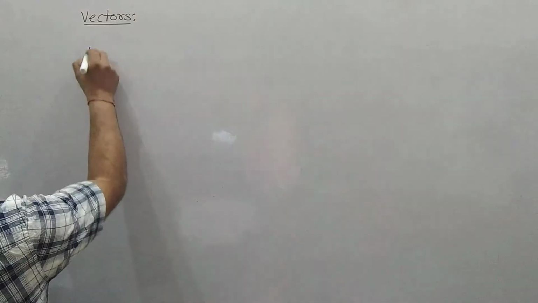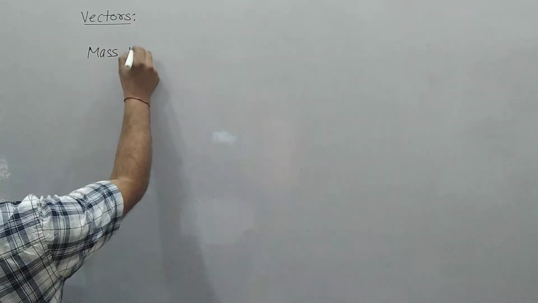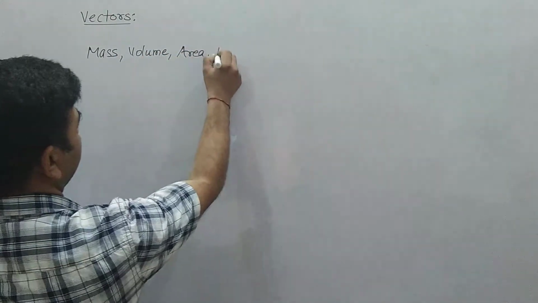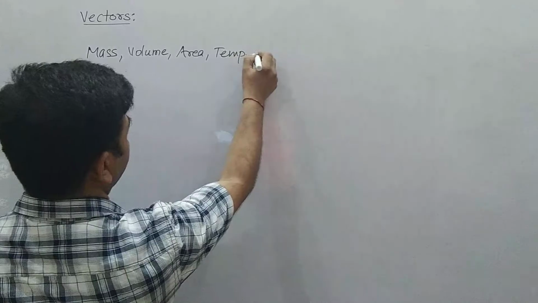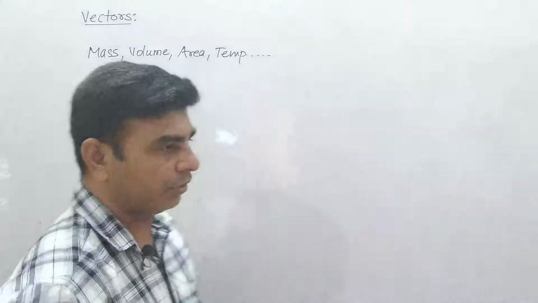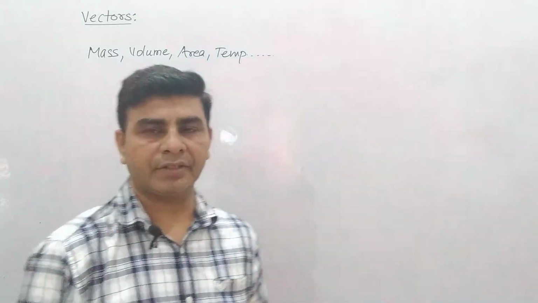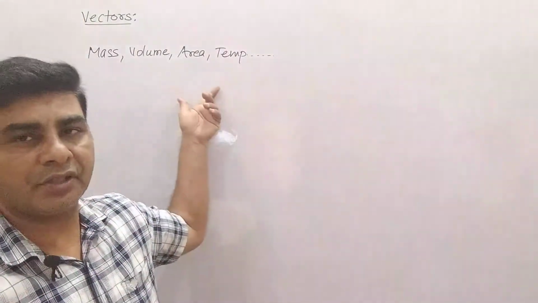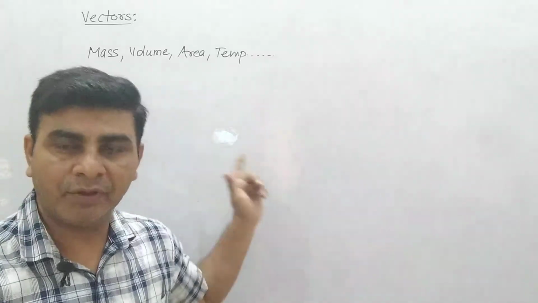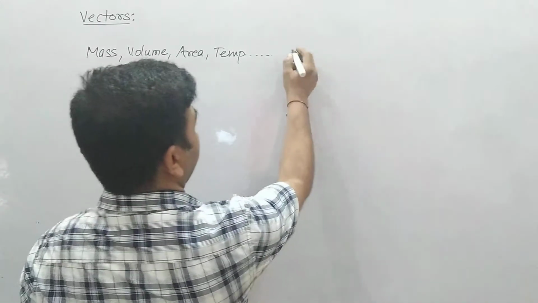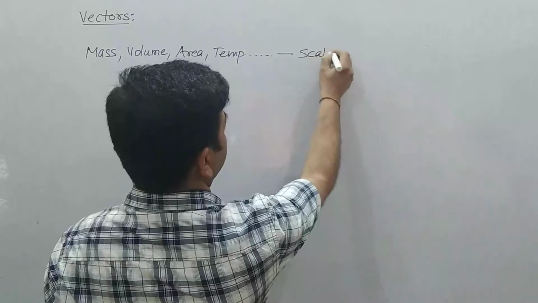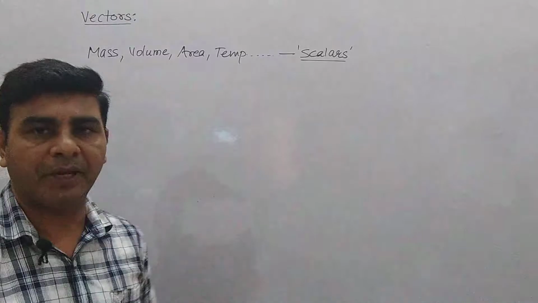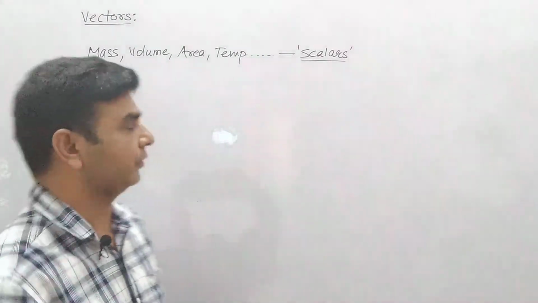Like we have mass, volume, area, temperature, and so many other terms which are measured only through their magnitudes. The direction doesn't play any role in the measurement of these quantities. And these types of quantities which have only magnitude, and don't have any direction, are categorized as scalars.